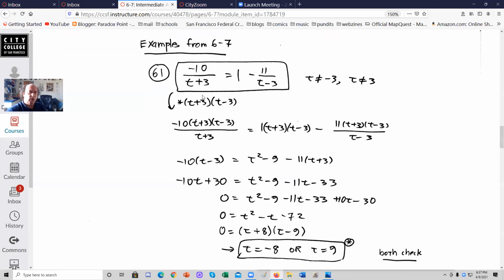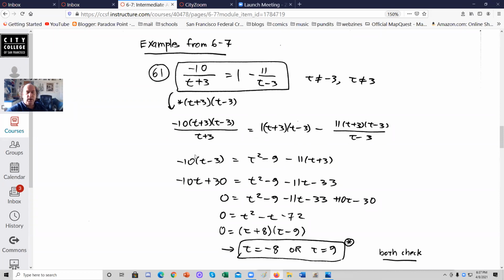Okay, so we multiply throughout by the lowest common denominator. That's (t + 3)(t − 3). So this times this is all this, equals 1 times all this is all this. For this first term, we cancel the t − 3, and we're left with −10 times (t + 3)... I mean −10 times (t − 3) is canceled appropriately; here's sum times difference, the difference of squares: t² − 9. Minus, here the t − 3 is canceled: minus 11 times (t + 3).